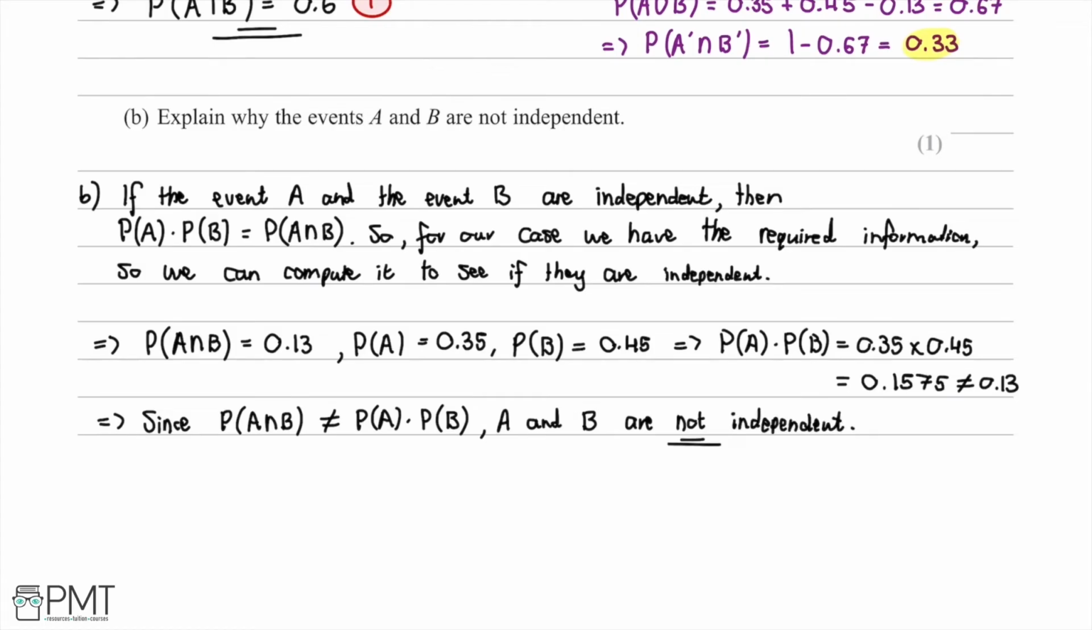This question was worth 1 mark, and we received this 1 mark for having a fully correct explanation which included the correct probabilities and the comparison between the probability of A multiplied by the probability of B and the probability of A intersect B.